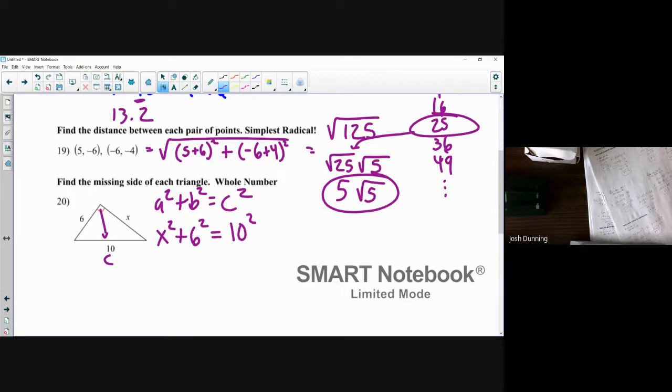So we'll square those. 6 times 6, 36. 10 times 10 is 100. Minus 36. Square root both sides. Square root of 64 is 8. Nice, neat, whole number.